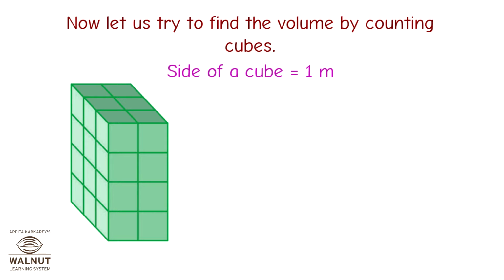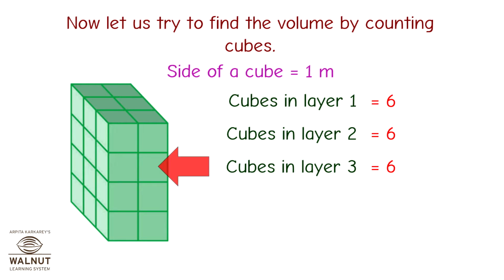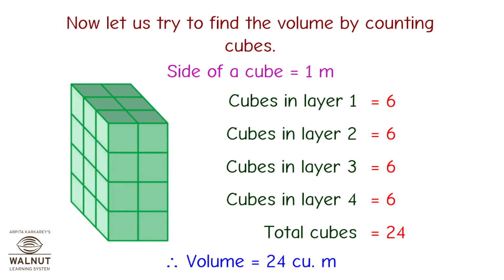Side of a cube is equal to 1 meter. Cubes in layer 1, 6. Cubes in layer 2, 6. Cubes in layer 3, 6. Cubes in layer 4, 6. Total cubes is equal to 24. Therefore, volume is equal to 24 cubic meters.